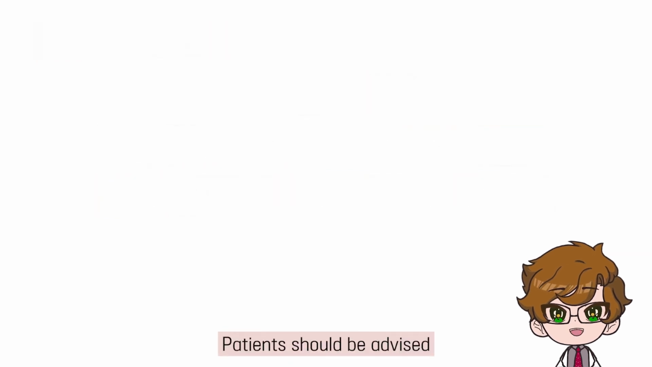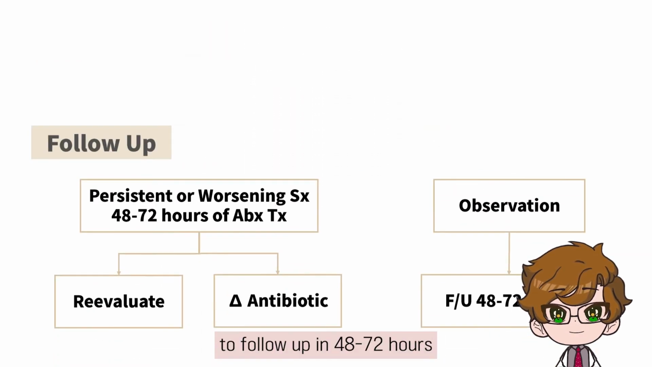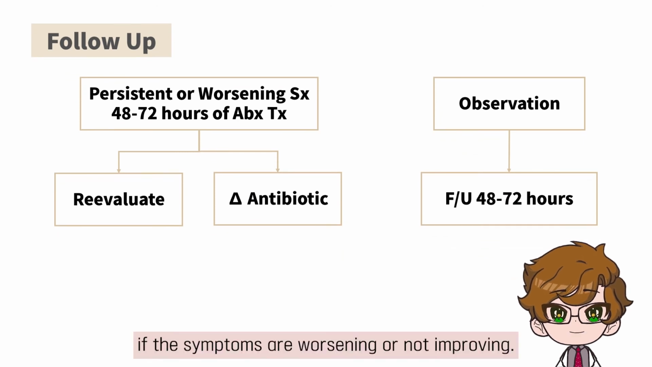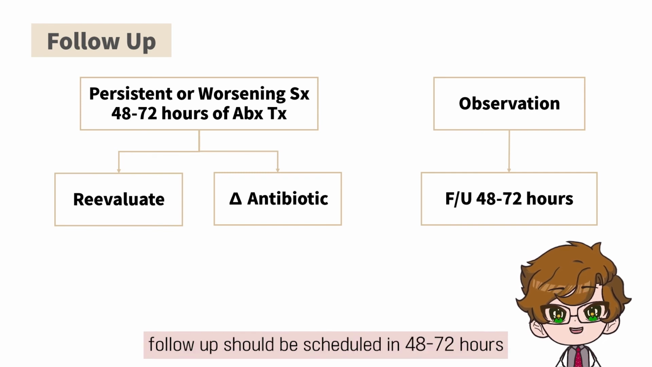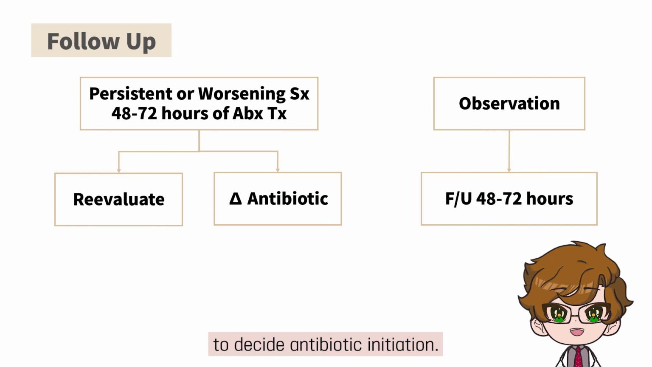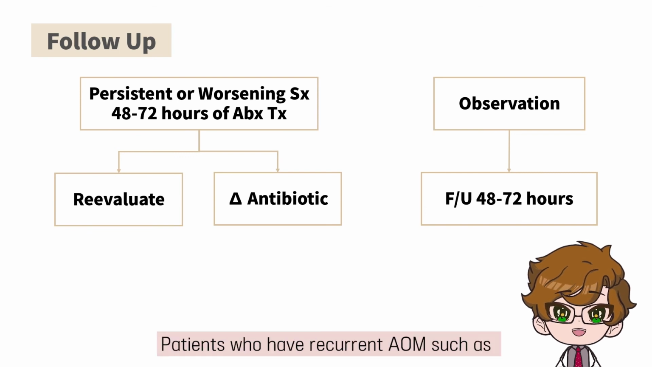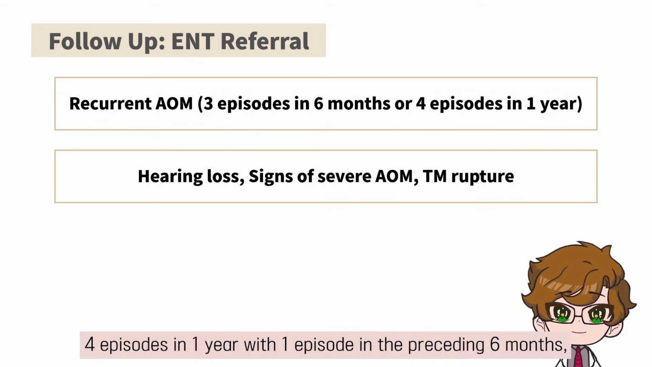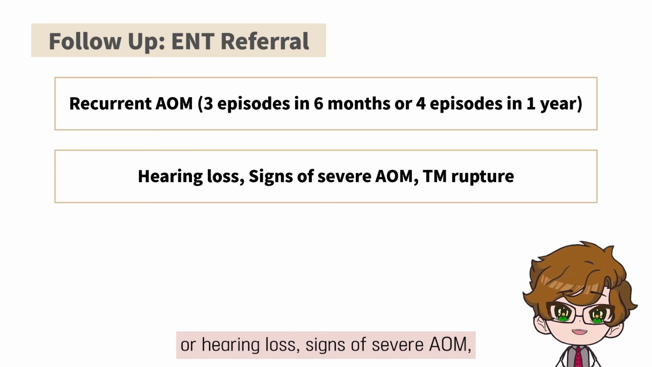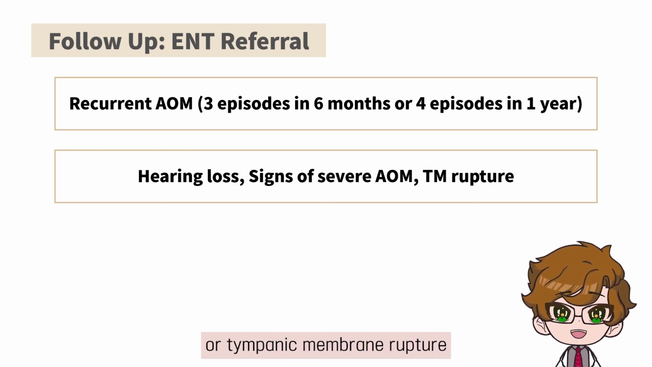Follow-up. Patient should be advised to follow up in 48 to 72 hours if the symptoms are worsening or not improving. For patients who are following observation, follow-up should be scheduled in 48 to 72 hours to decide antibiotic initiation. Patients who have recurrent AOM, such as 3 episodes in 6 months or 4 episodes in 1 year, with 1 episode in the preceding 6 months, or hearing loss, signs of severe AOM, or tympanic membrane rupture, should be referred to an ENT for further follow-up and management.